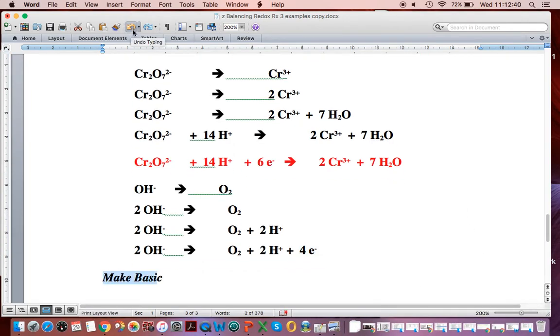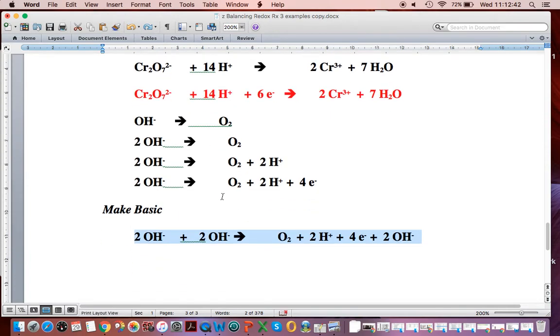To make it basic overall, well, we had 2 H pluses on the right, so we're going to add 2 OH minuses on both sides. And that means those characters get together to make 2 waters. And 2 OH minus and 2 OH minus make 4 OH minus. So we now have our oxidation half reaction. So we have 6 electrons here and we have 4 electrons there. These are the 2 half reactions we care about.